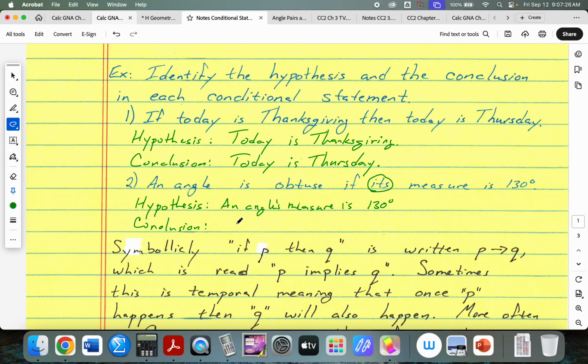Conclusion? No, there's no if. It's obtuse. Let's write it this way: the angle is obtuse. Again, this is a true sentence in the order that it's written. If I reverse it, though, if I said if the angle is obtuse, then its measure is 130, that's not necessarily true. There's lots of obtuse angles. You can easily find a counterexample.